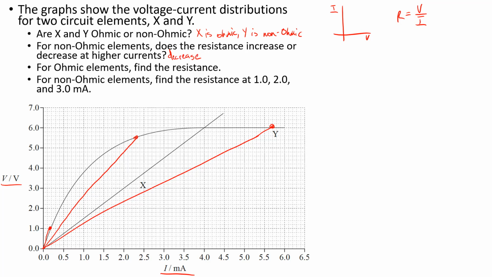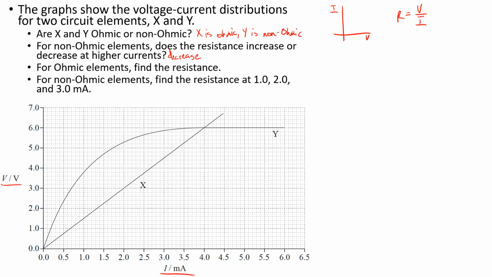Another way to think about this, I'm going to erase these lines. Let's actually just reason through it. As we increase the current, eventually our voltage approaches a constant value. And current keeps increasing, even at a constant voltage, or as voltage just barely increases. That's going to be a decreasing resistance, more current for the same voltage.